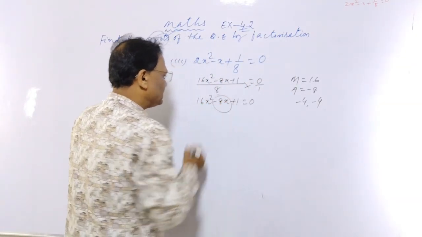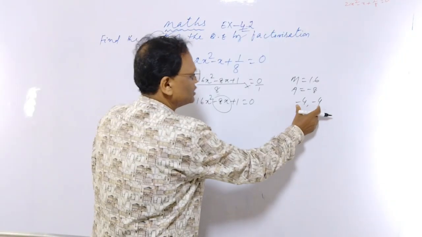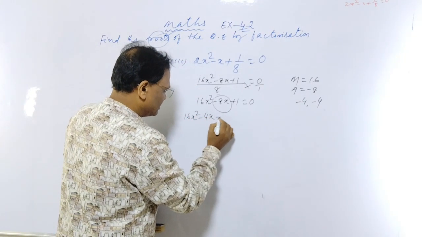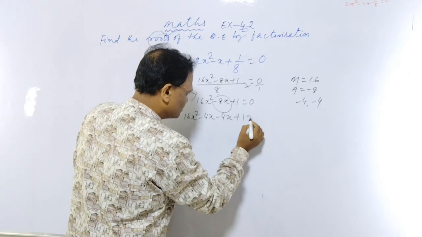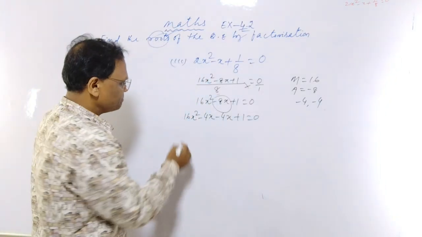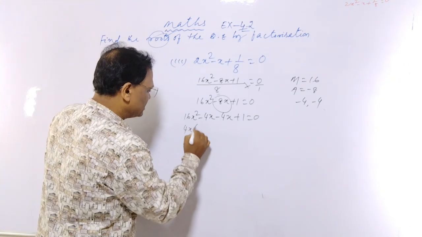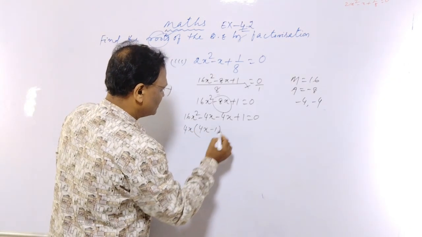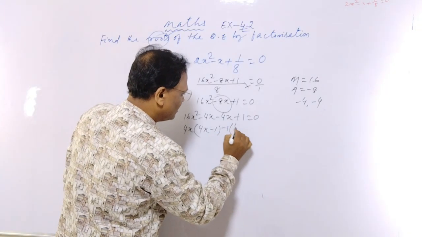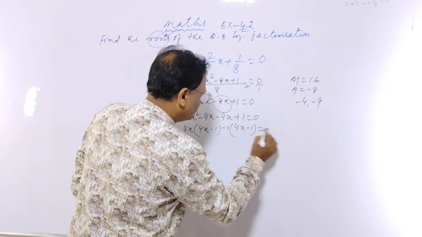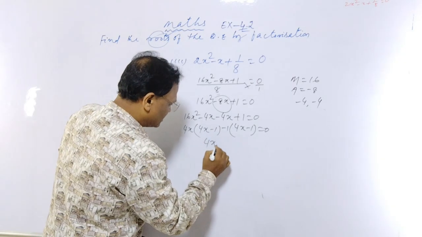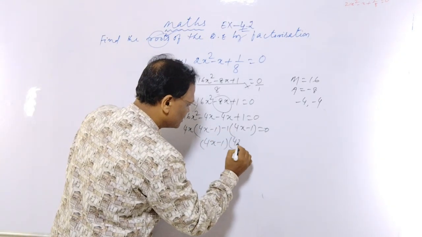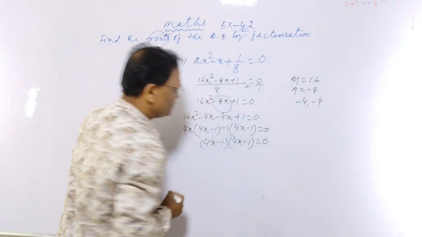Now, instead of this middle term, I'll split it and write these two. So 16x square minus 4x minus 4x plus 1 equals to 0. Take out the common: I'm taking 4x, 4x into 4x minus 1, and here also if I take out the common minus 1, 4x minus 1. Now the factors are 4x minus 1, and again 4x minus 1.